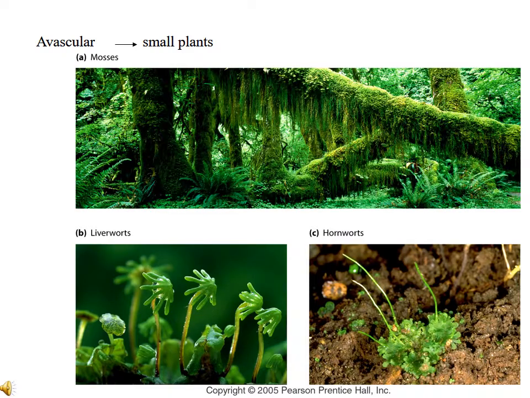And here we see some additional avascular plants. Besides mosses, we see liverworts, we see hornworts, and all of these have the commonality of being avascular. Again, because they are avascular, they cannot get past a certain size because they don't have the vessels that allow the fluid to flow. And again, I want to emphasize they have to live in a water-based environment.